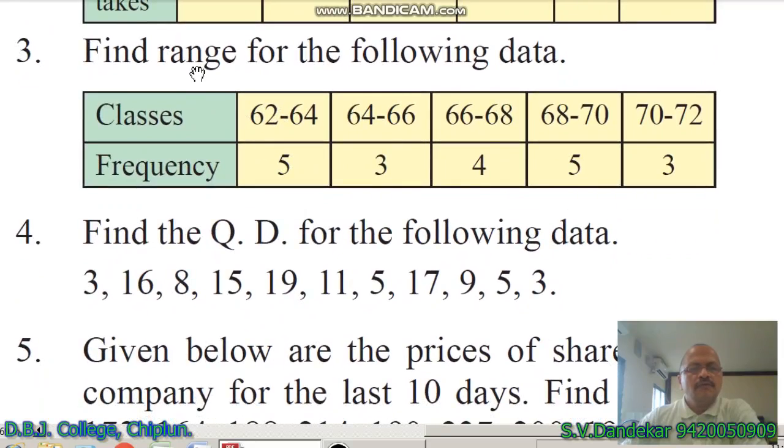Third question, find range of the following data. Now here the frequency distribution table is given. The first class is 62 to 64, then 64 to 66, and so on. The last class is 70 to 72. So range in this case is the lower limit of the lowest class and upper limit of the highest class, difference between them. 72 minus 62 is range for this problem.